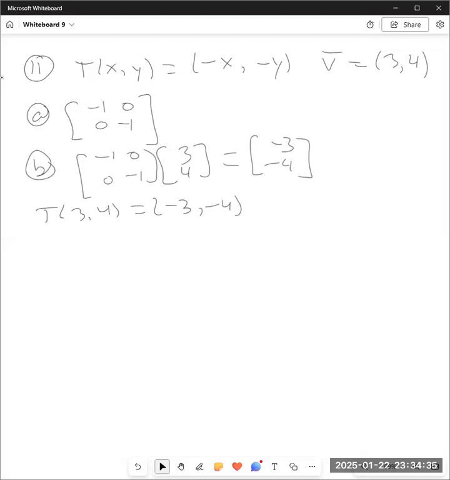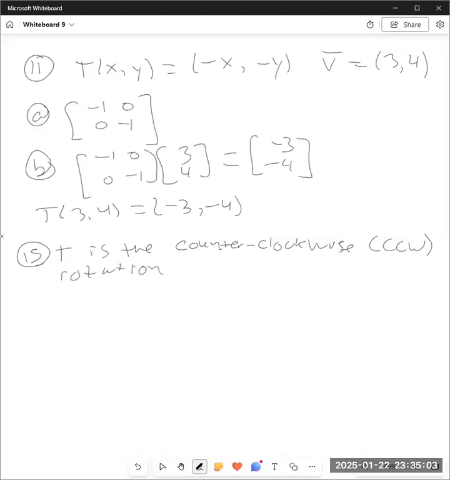All right. Number 15 says that T is the counterclockwise, which you might want to just abbreviate CCW, rotation of 45 degrees in R2 with V equals 2, 2.